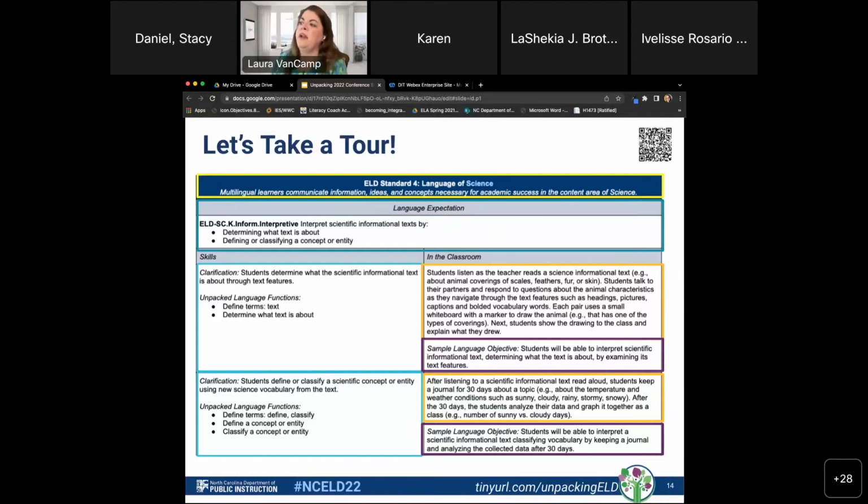And then if you look to the right, the classroom scenario is bordered in gold. So this is how someone could apply this in the classroom, just an idea or a sample. Below that in the purple box is a sample language objective that goes along with that classroom idea. So hopefully this will give teachers sort of a jump start on how to think through applying those standards, because sometimes I know for me, when I looked at the standard, I thought, what does that really mean? What does that really look like?